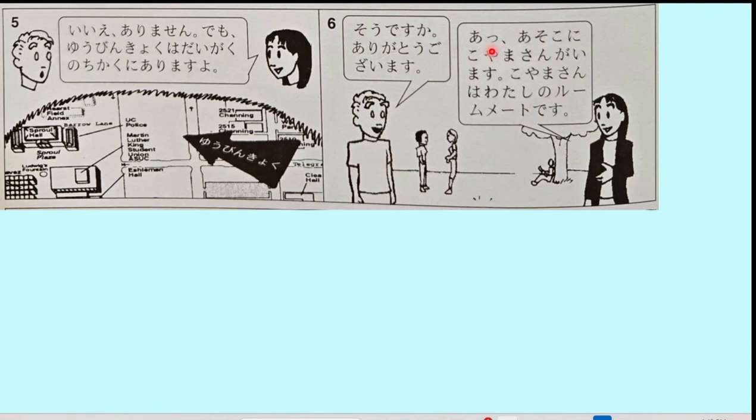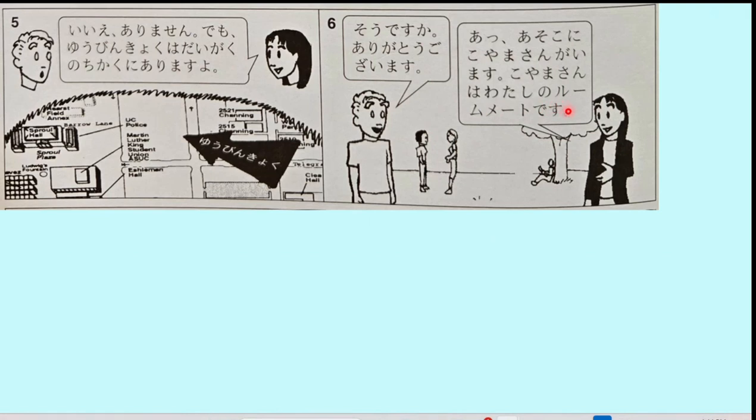So she is a little surprised to see her other friend. So who is the other friend? Koyama-san. So asoko ni, that is over there. So there are two persons here talking. One of them is Koyama-san, whom she is referring to while talking to Miller-san. So she says that over there is Koyama-san. Koyama-san is my roommate. Koyama-san wa watashi no, that means my roommate.